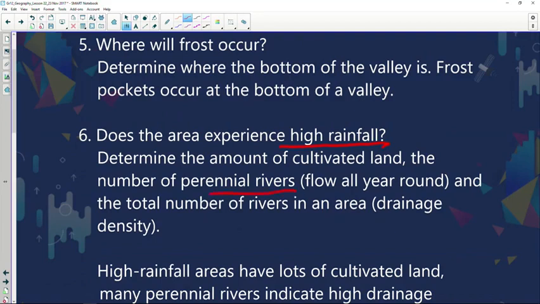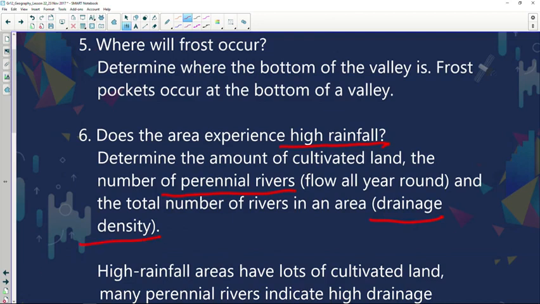So basically we're going to just have a look. If there's many perennial rivers, we know they flow all year round, it might be an indication that it's a high rainfall area. If there's many non-perennial rivers, it might mean seasonal rainfall. It can be a dry area, depending where the area is. And we look at the drainage density as well.